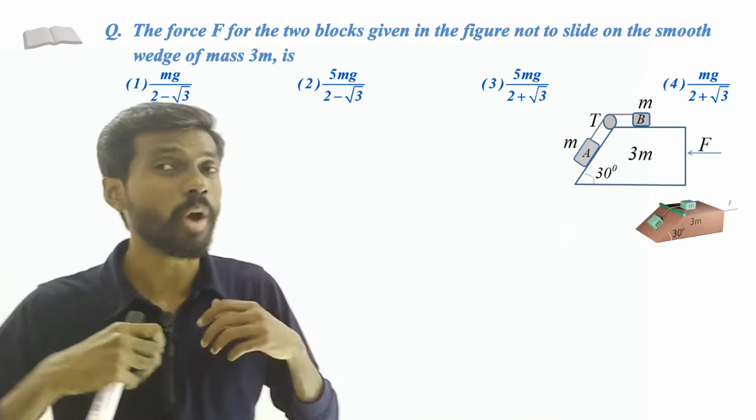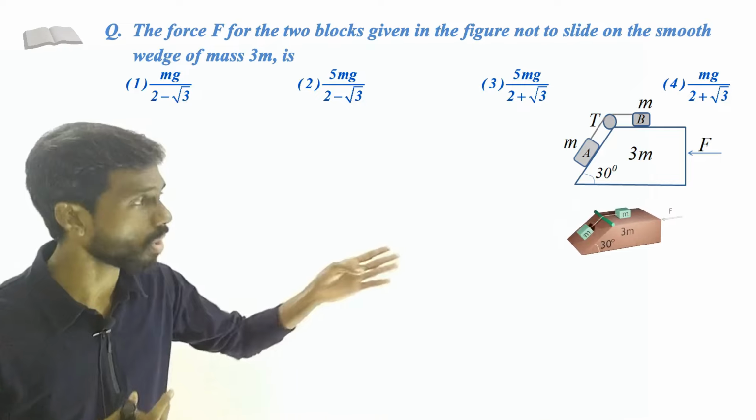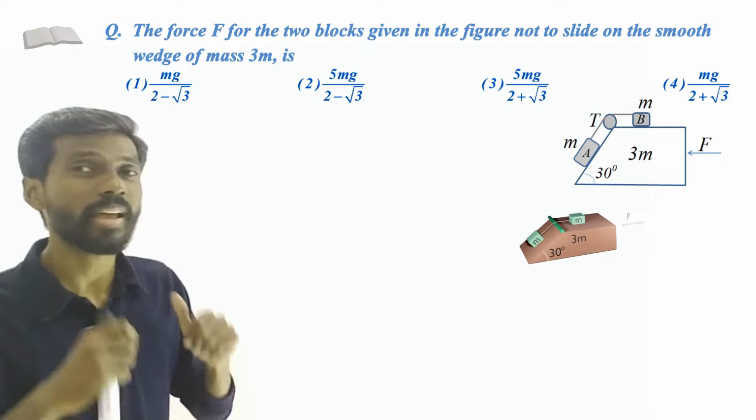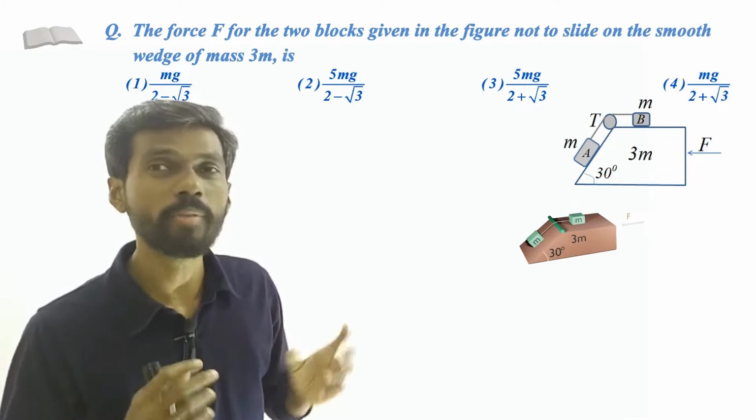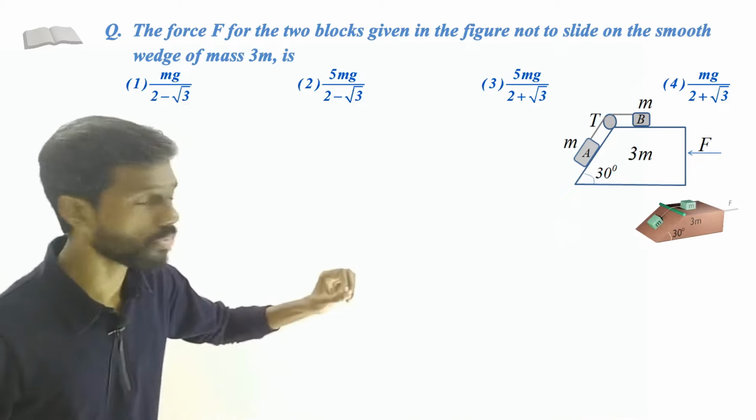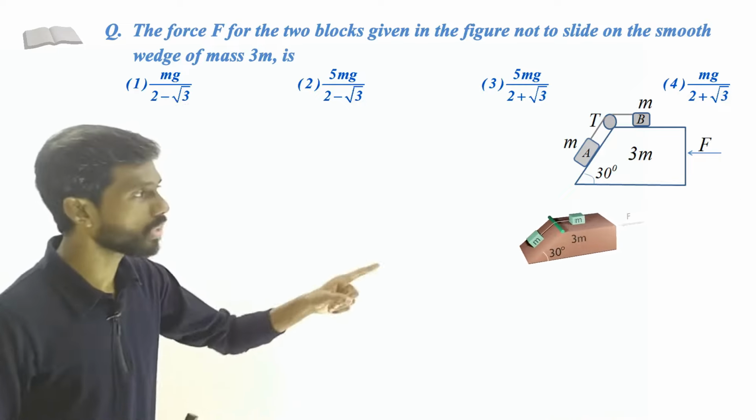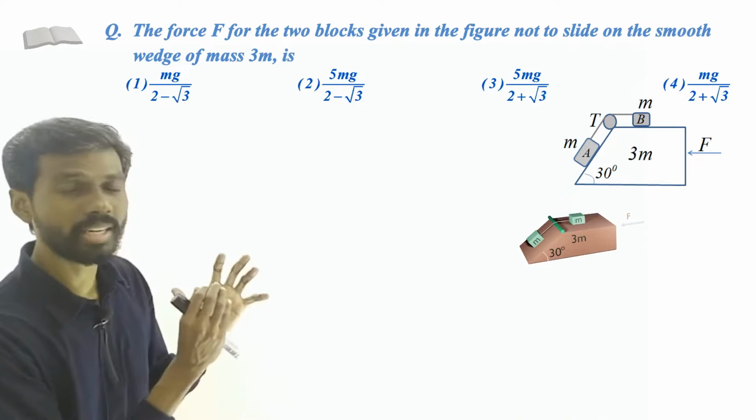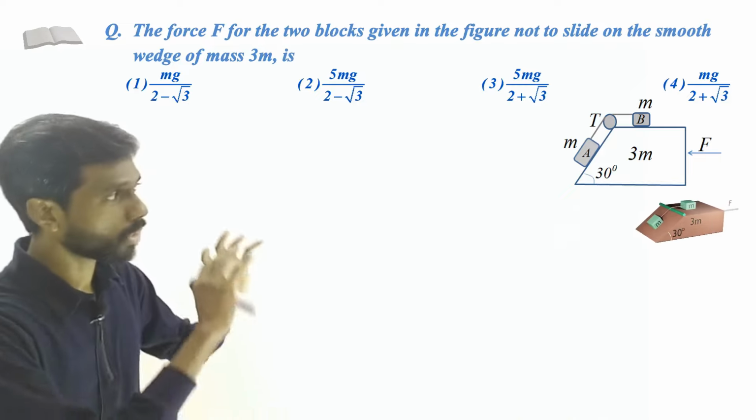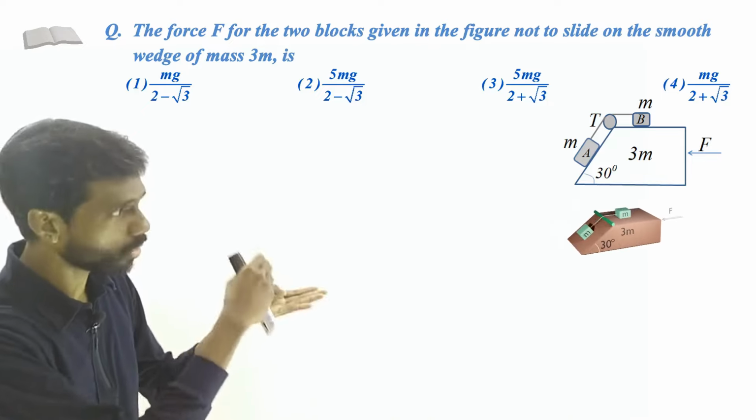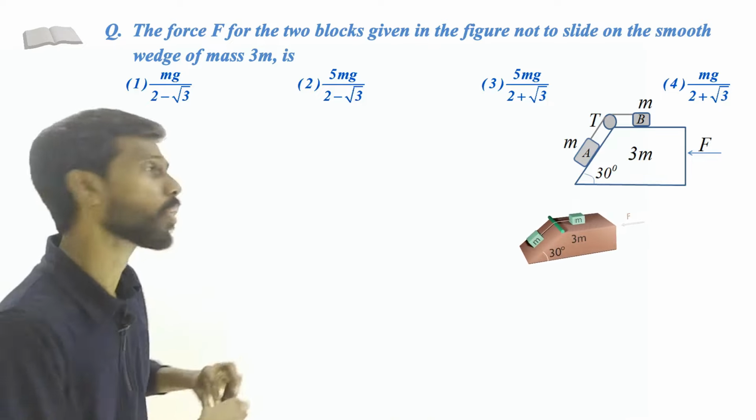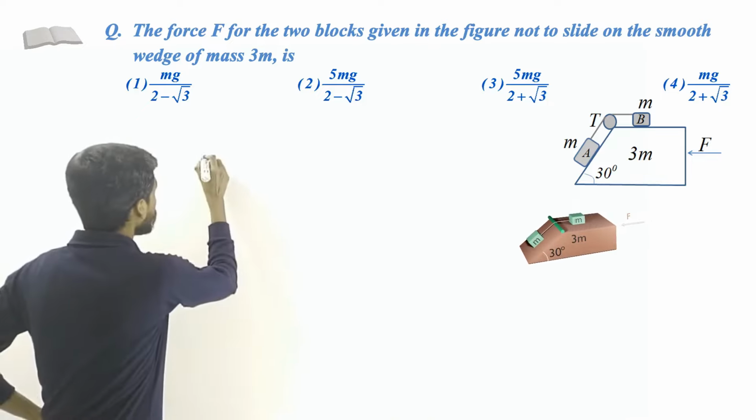So obviously we need to observe this in the frame of reference of that wedge only. That means it is an accelerating frame of reference, so we have to use pseudo force also. Now first of all, let us find the acceleration of that wedge. The force F is acting on the wedge. We will consider the total as a system: these two blocks and the wedge as one system.